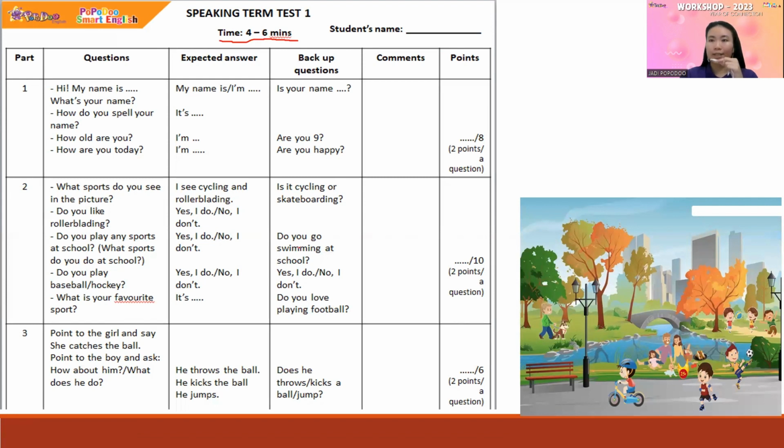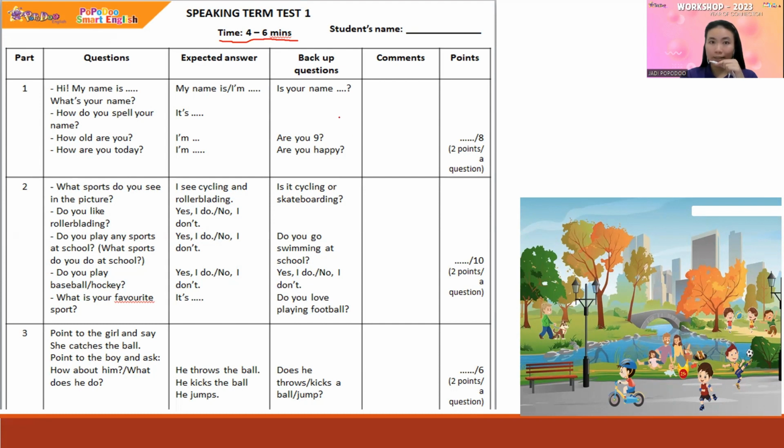Okay, now let's start the speaking test. The first one, just follow the speaking scripts. You press the recording button, and then ask them part 1. Hello, what's your name? Hello, my name is teacher JD, for example. And then they will answer, and you continue with the last questions: how do you spell your name? How old are you and how are you today?